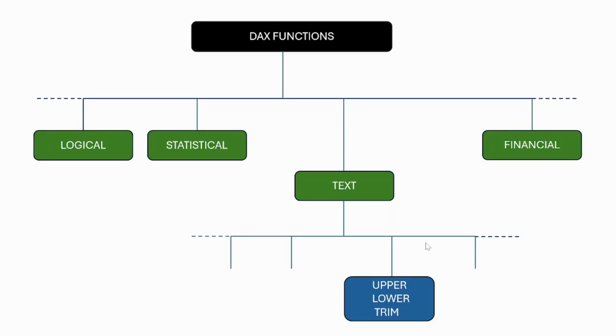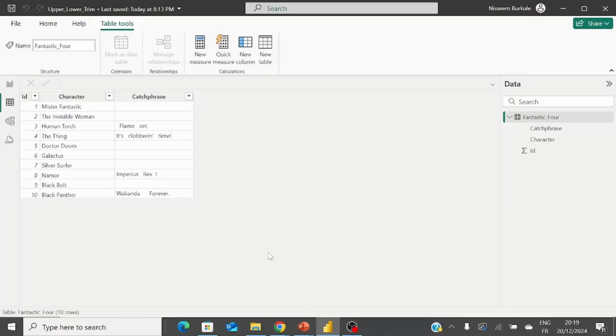In this video, we're going to have a look at three DAX functions called upper, lower, and trim. These DAX functions belong to the text family of DAX functions. Let's switch to Power BI for the demonstration. So this is going to be a very short demonstration as these three DAX functions are very basic.